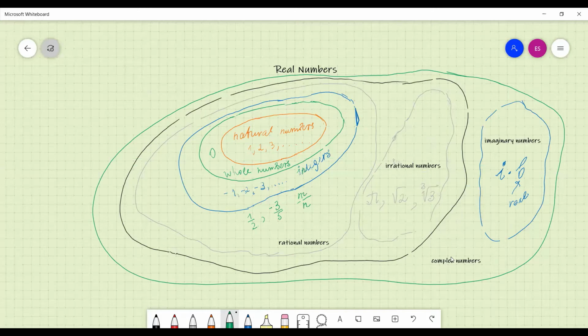Well, it's just going to be an exercise on identifying the number. For example, if somebody gives you a square root of 2, it belongs to irrational numbers, and also it belongs to real numbers, but it does not belong to imaginary numbers, but it belongs to complex numbers. Look at this map and identify the number, okay?